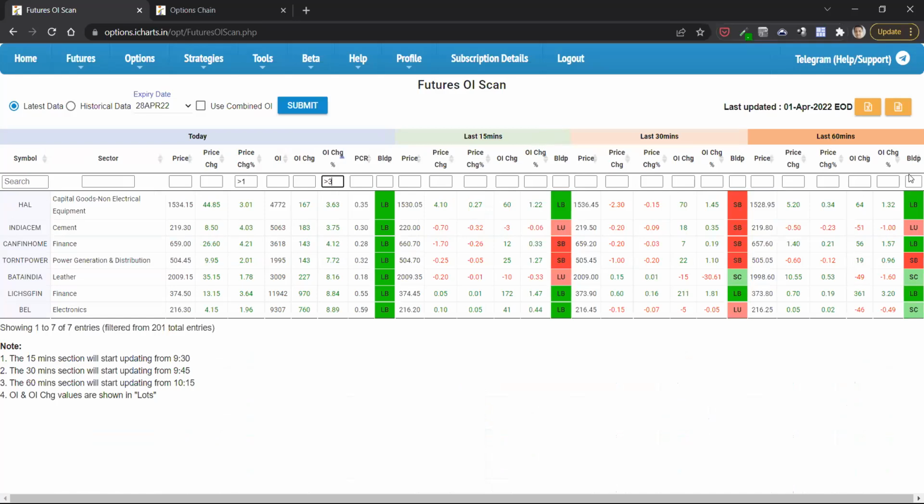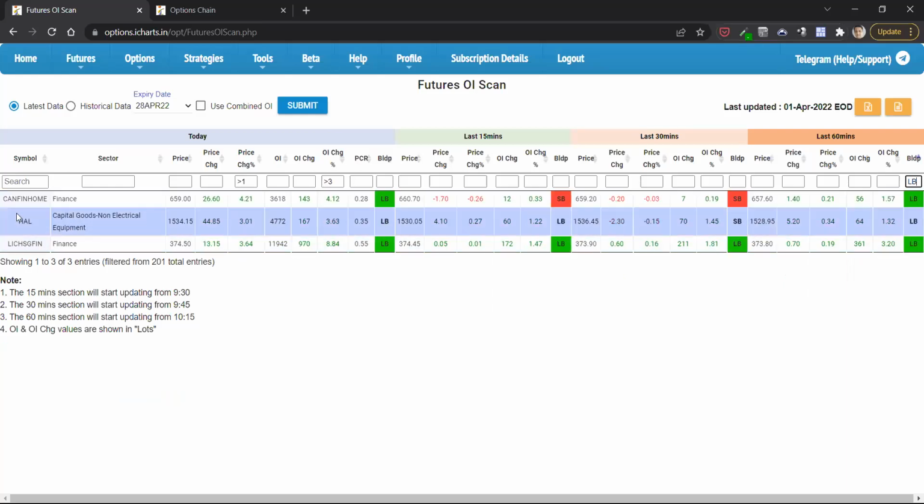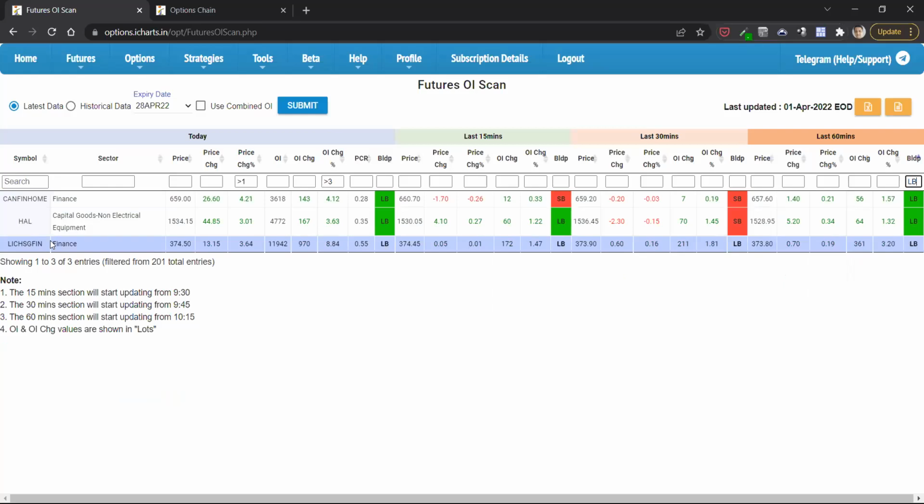Similarly, for this 60-minute section, you can just say, I want to look at what is long buildup, LB, and press enter. So you get 3 scripts. These 3 scripts are the ones that, when you are doing this at say about 10:15 in the morning, you get scripts that are moving at that point.